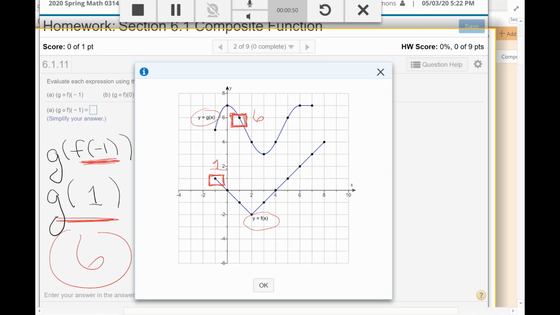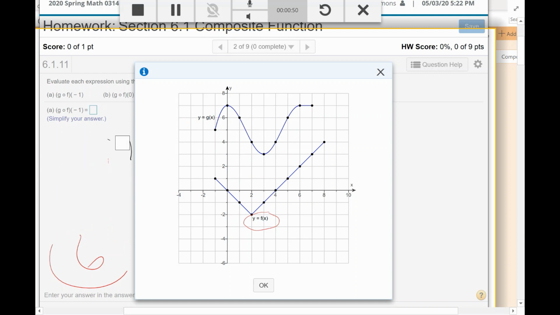And I'm going to erase everything that I just did on here. Okay, so the next part wants me to find g of f of 0. See how I wrote it? G of f of 0.